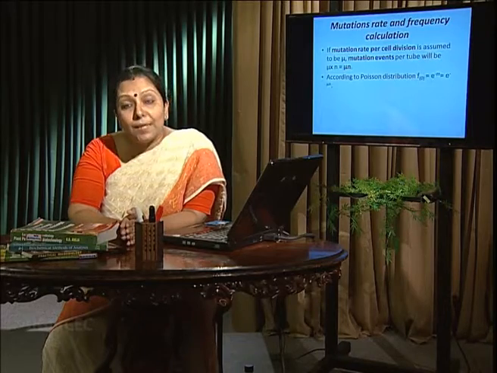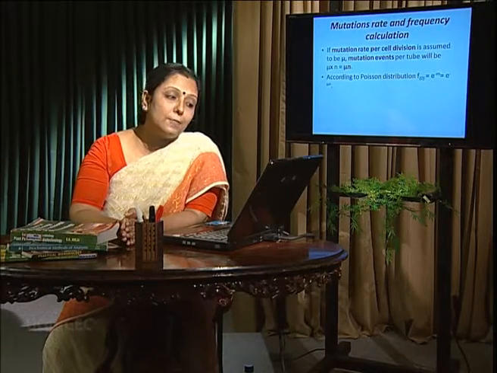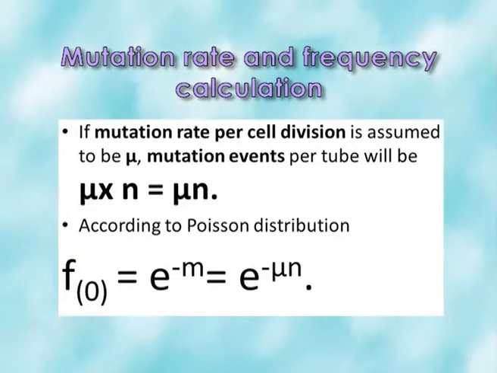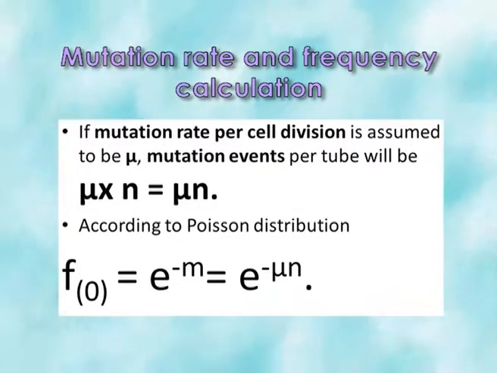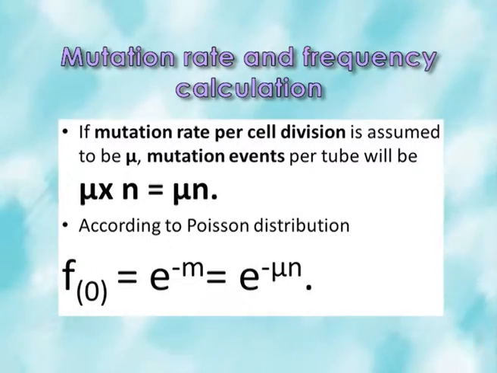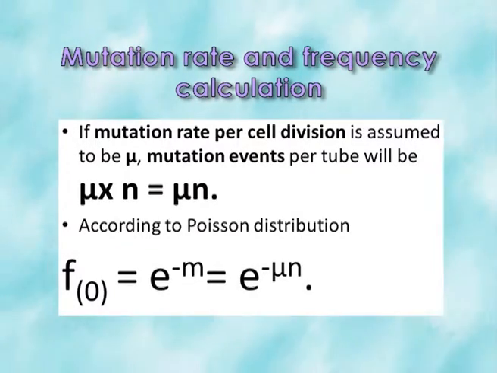The mutation frequency follows the Poisson distribution. If the mutation rate per division is mu, then the mutation events will be mu n. Then the frequency by the Poisson distribution, F0, will be e to the power minus mu n.